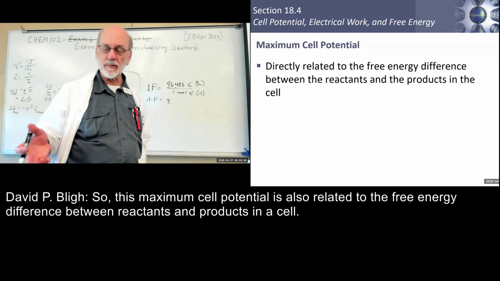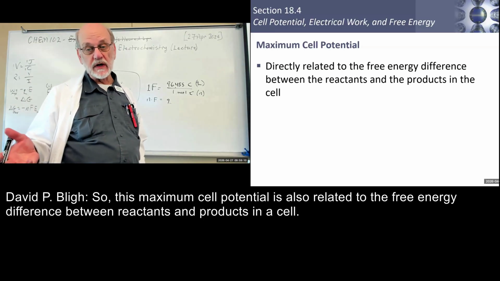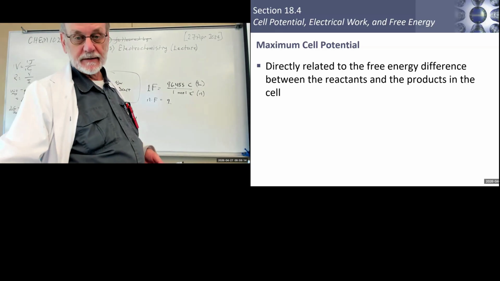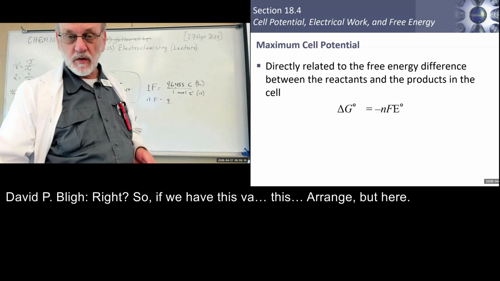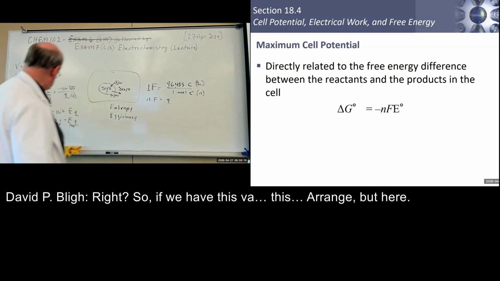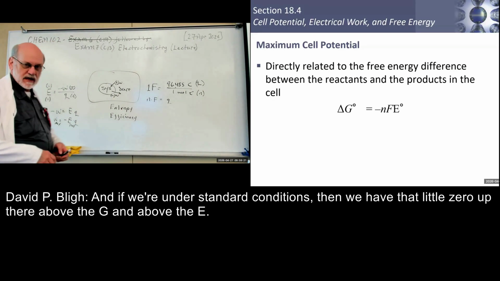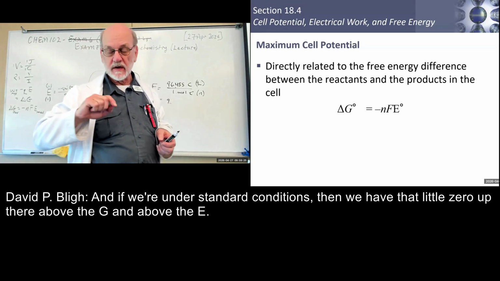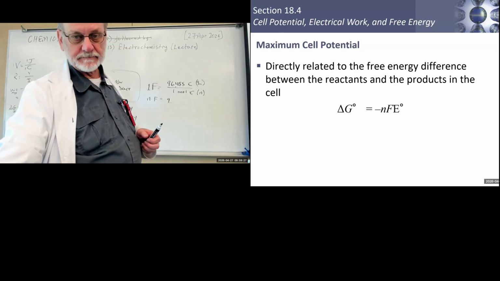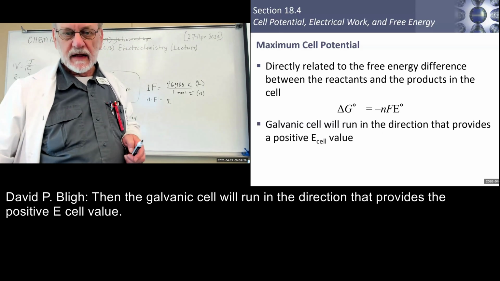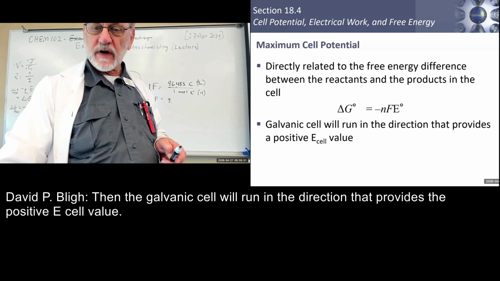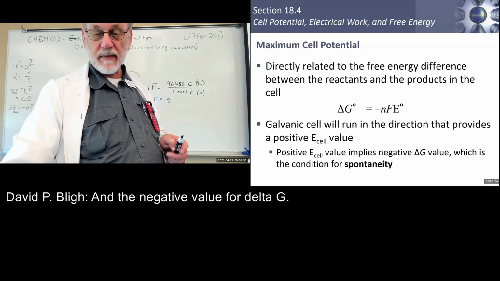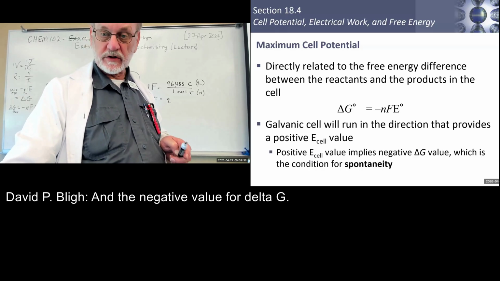So this maximum cell potential is also related to the free energy difference between reactants and products in a cell. Right? So if we have this arrangement here, and if we're under standard conditions, then we have that little zero up there above the G and above the E, then the galvanic cell will run in the direction that provides the positive E cell value and the negative value for delta G.